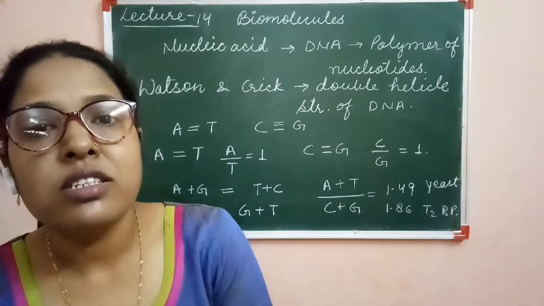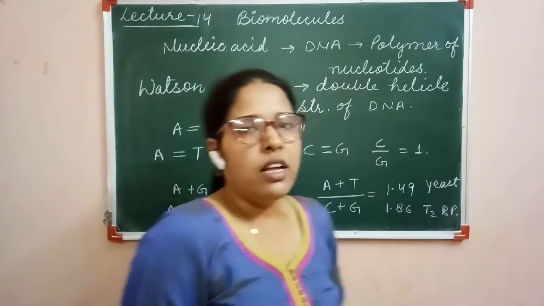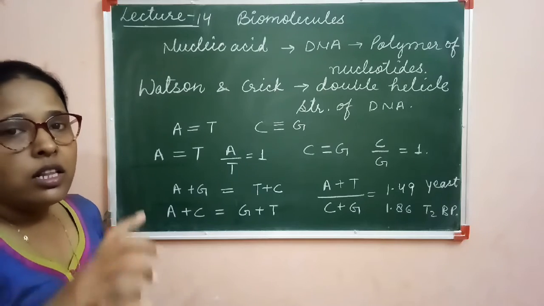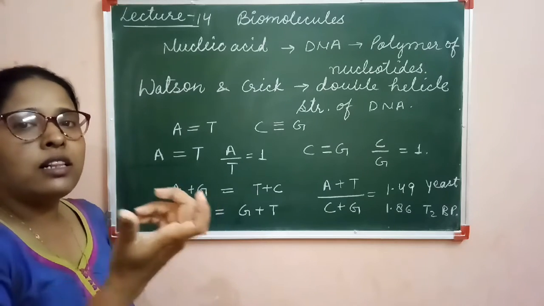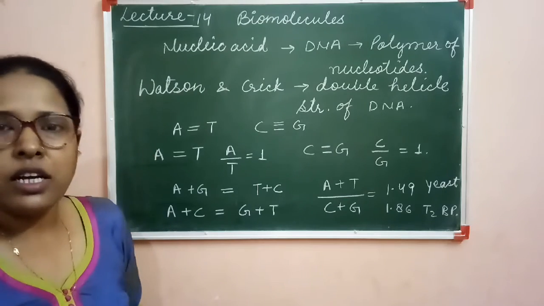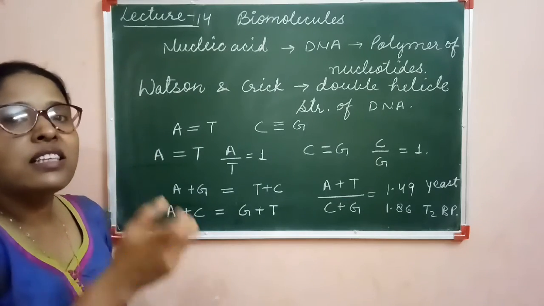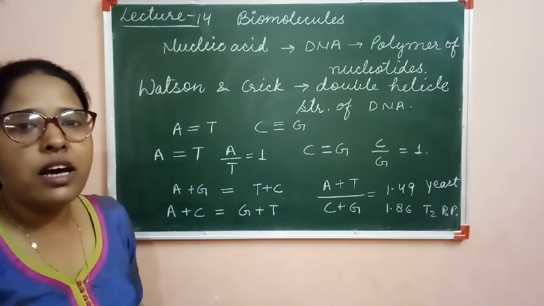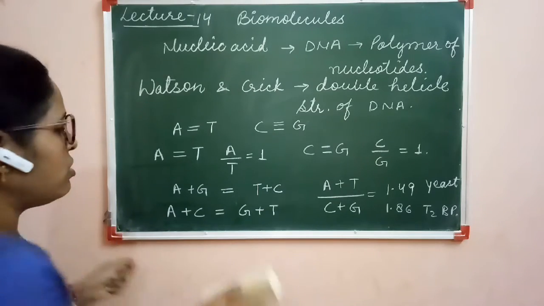Now come to the structure of DNA. Clear? The DNA is a double helical model. In this double helix, the two strands are parallel to each other. Clear? And the polarity is anti-parallel to each other. How is the anti-polarity there? So we will discuss this structure.